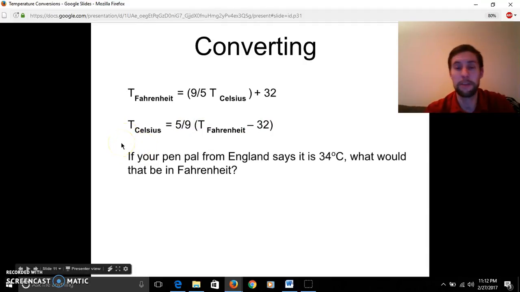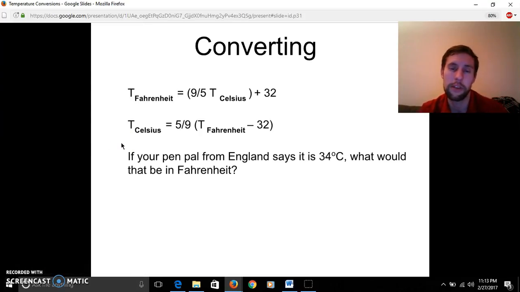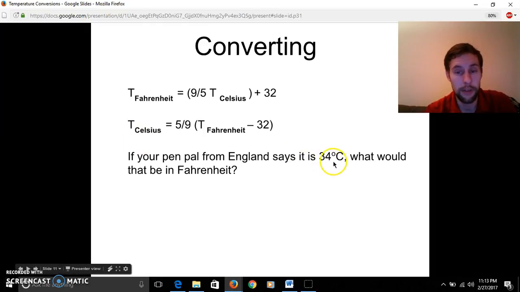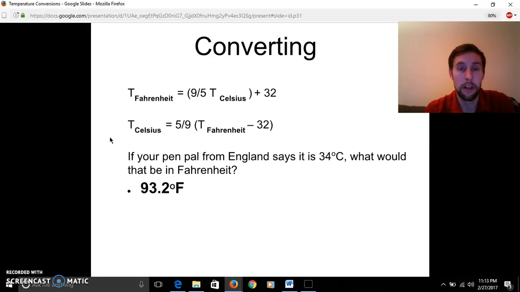So your pen pal from England's back. Since it's 34 degrees Celsius, what would that be in Fahrenheit? And you blokes in the US? Well, let's find out. Let's take our 34 degrees Celsius. They want Fahrenheit, so we'll use the top formula. Plug 34 in here, times 9/5, then add 32. We should get 93.2 degrees Fahrenheit. That's nice and warm. A little bit of sweat coming down.